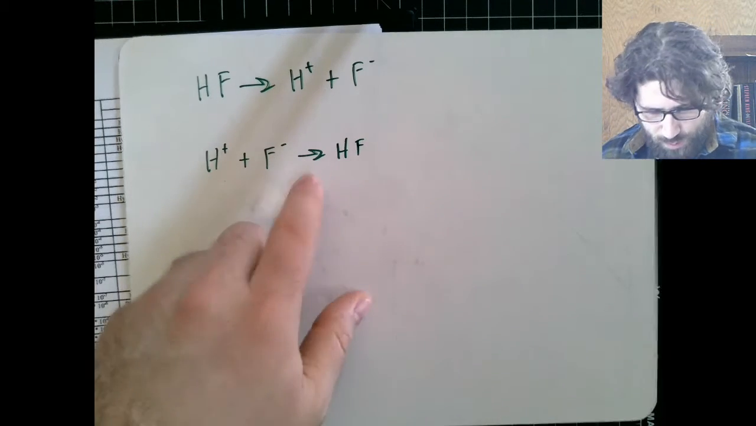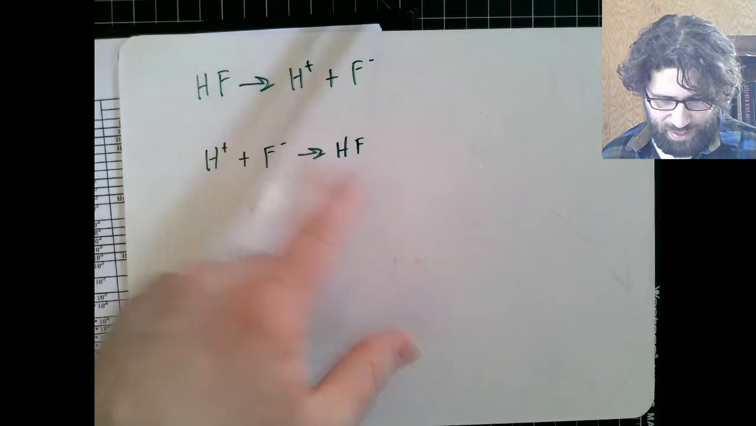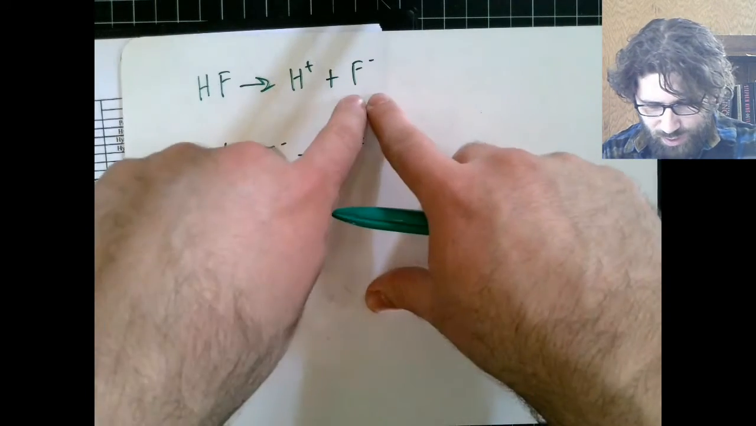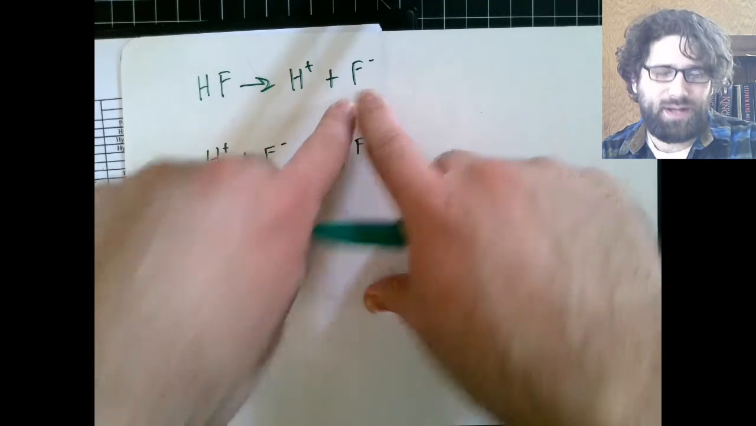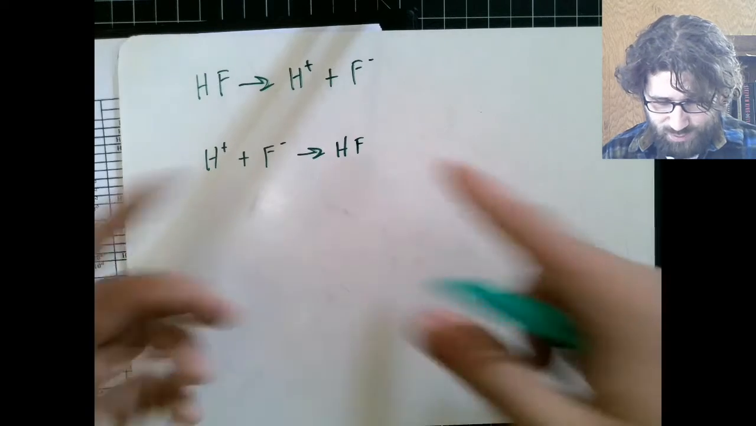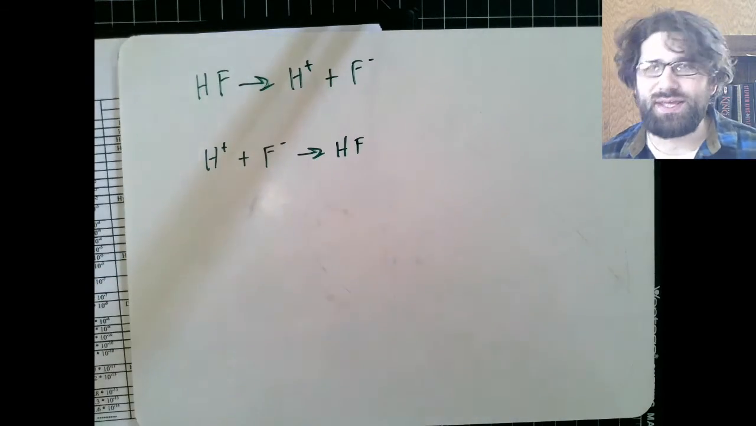That's not going to happen. But this is. This is going to go back and forth. We're going to have hydrofluoric acid turning into hydronium ions and fluoride ions, and we're going to have hydronium ions and fluoride ions getting back together. It's like the couple that keeps breaking up and getting back together over and over and over again.